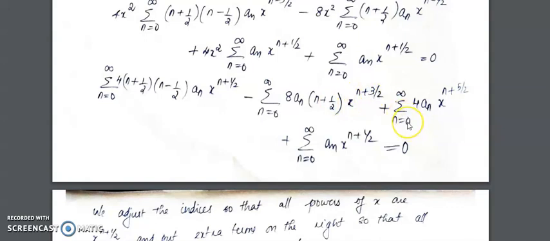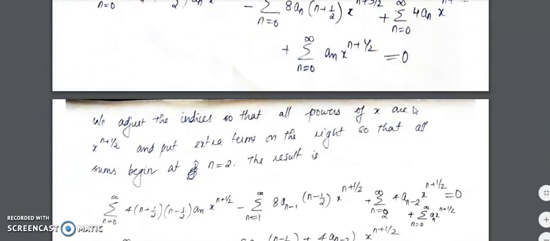And here also start from 2 to infinity. When we start from 2 to infinity, 4 a n minus 2 will come. This will become x raised to n plus 1 by 2, and in the last term you have x raised to n plus 1 by 2. So only here it starts from 2, and the rest start from 0 and 1. So those extra terms we can take to the right side.